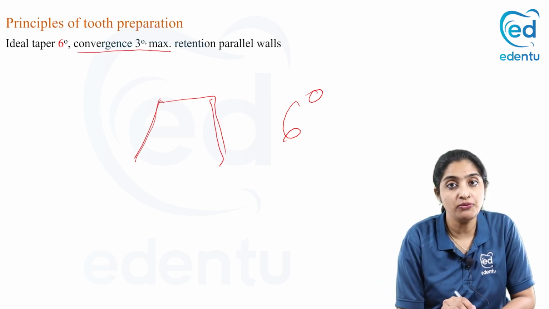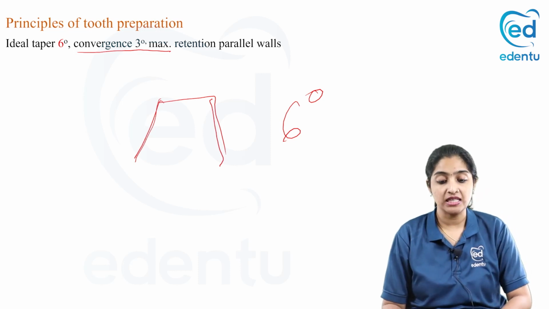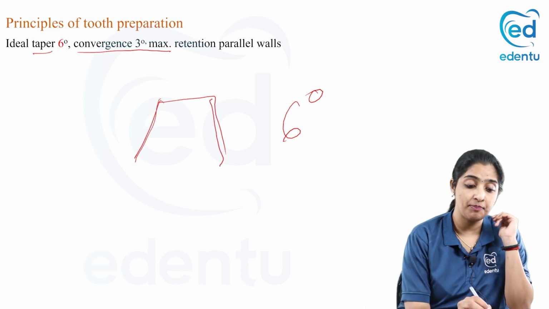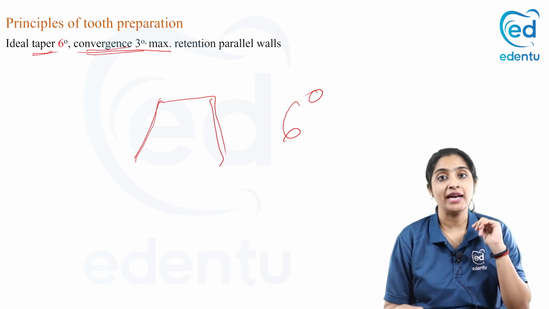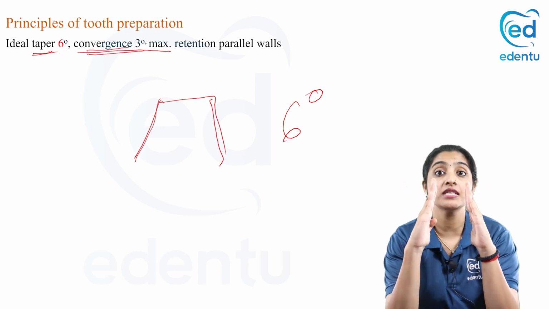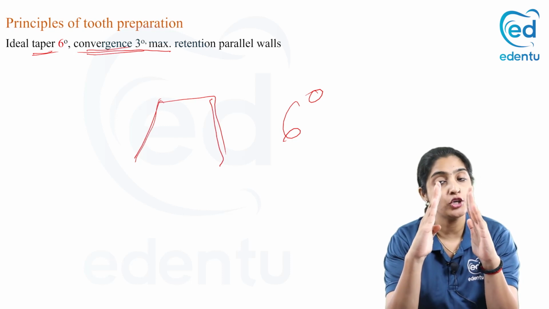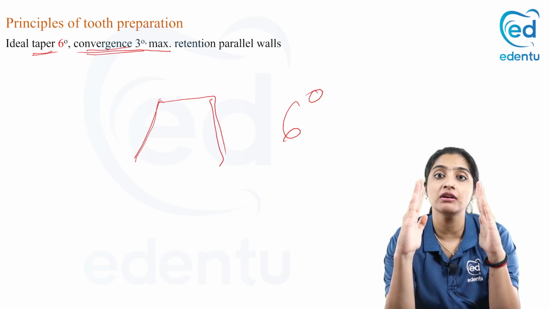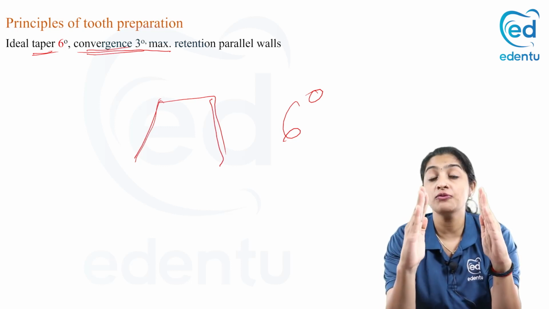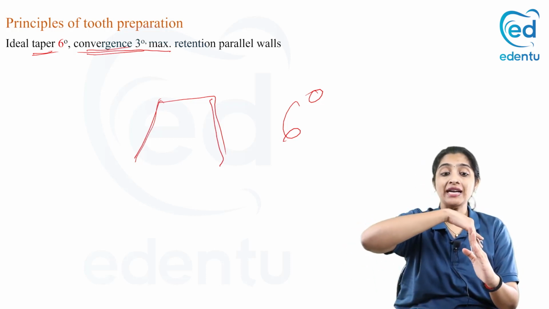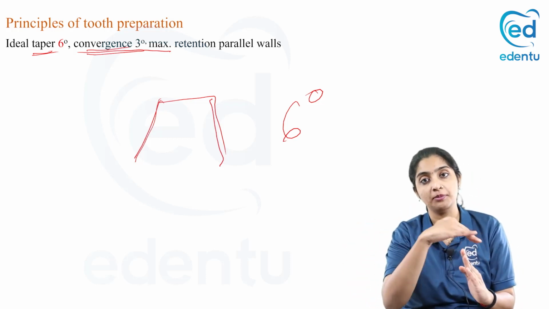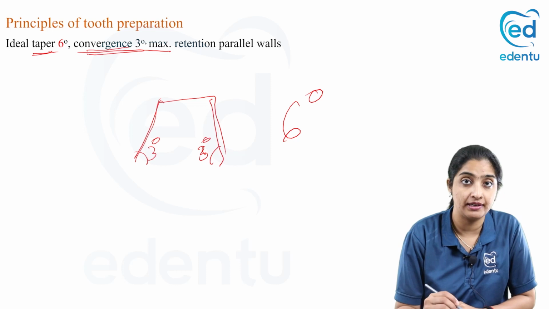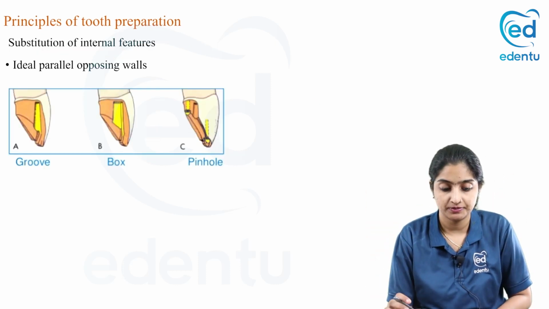Convergence should be a maximum of 3 degrees. The best retention is given when the walls are parallel to each other. Now, what is the difference between taper and convergence? When I talk about both the walls together, it is 6 degree taper. When I talk about only one wall, it is a 3 degree convergence. So, 3 degrees together gives 6 degrees of taper. So, you are looking for 6 degree taper, which means on either side, you are going to be reducing 3 degree convergence. So, here it should be 3 degrees and here it should be again 3 degrees. Totally it comes to 6 degrees.